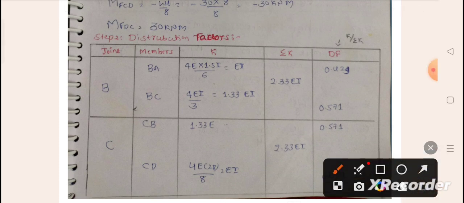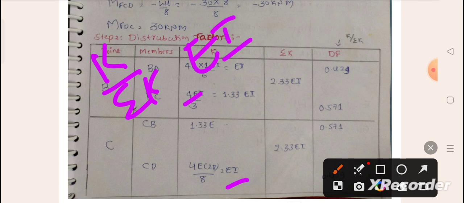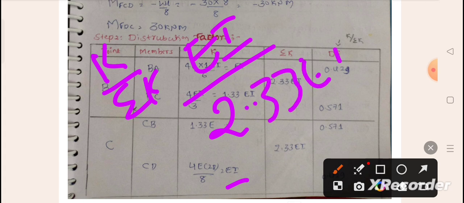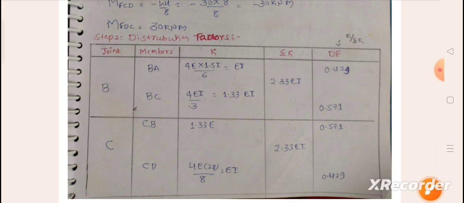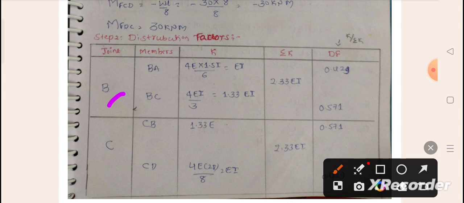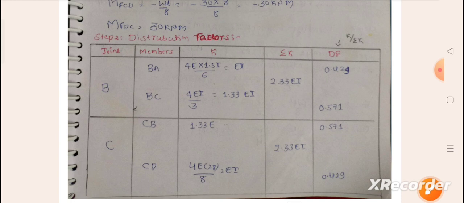Summation of K. K means what here? EI divided by 2.33 EI. So if we solve this one, we are getting the value of distribution factor. Distribution factor for BA is 0.429, for BC is 0.571, for CD is 0.571. So these are the things you have to remember.